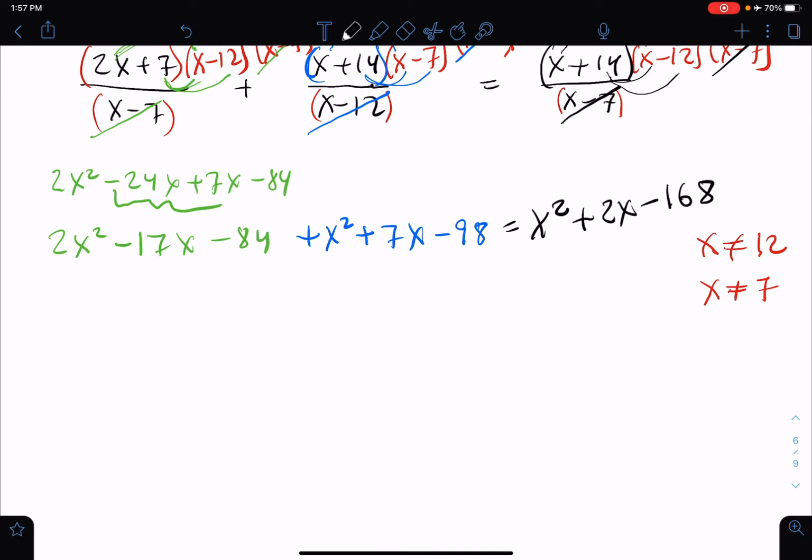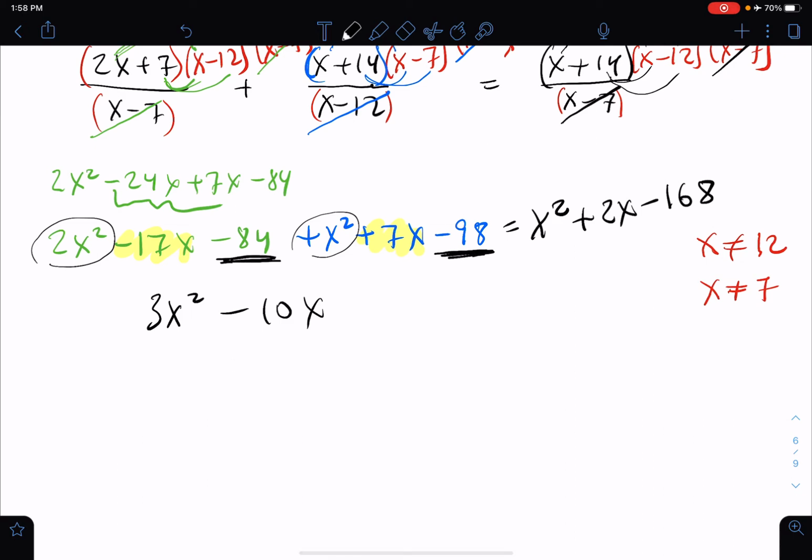So combine like terms, right? 2x squared and 1x squared is 3x squared. Then I go ahead, let me highlight some stuff. How about a negative? That's kind of a nasty combination, this green and this kind of yellow. Anyways, negative 17x, positive 7x. Add those together, we get negative 10x. And we've got a negative 84 and a negative 98. Negative 84 and negative 98 gives us negative 182. On the right-hand side, we have x squared plus 2x minus 168.